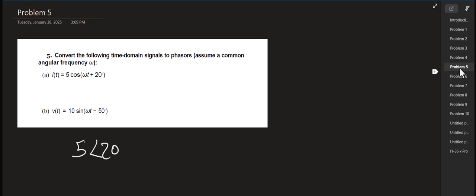5 angle 20. Nothing to it. What about b? 10 angle negative 140 degrees, which is not smaller than negative 180, so I don't have to deal with anything there. And I think I'm going to stop here.